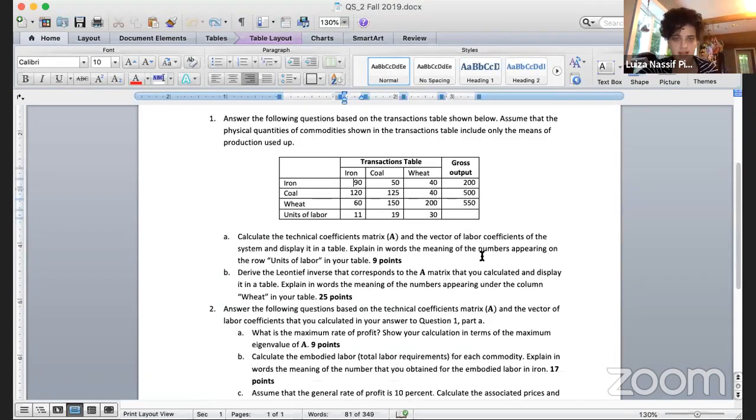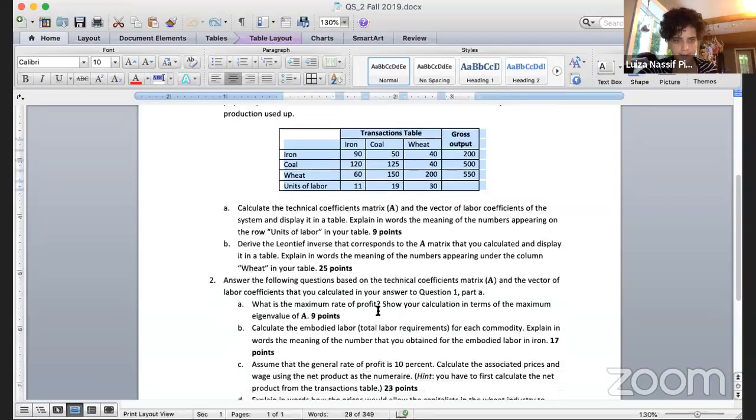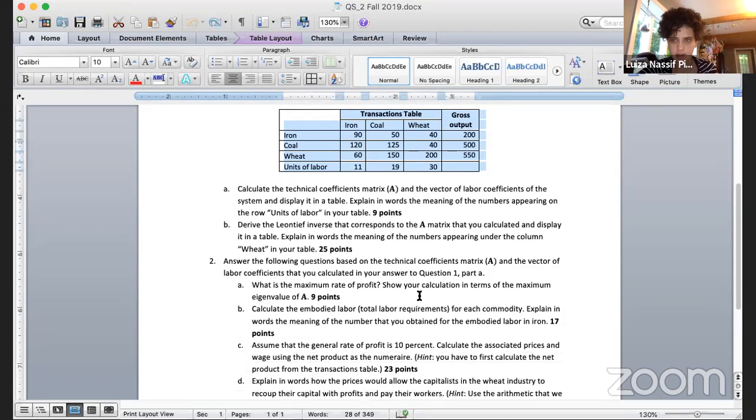So basically what we're going to do is look into not this table, but the one that he used in class, which is the same inside. The transactions table is the same, but the gross output is slightly different. And I sent that by email to you, those two parts separated into different files.